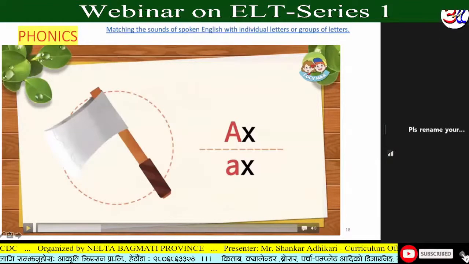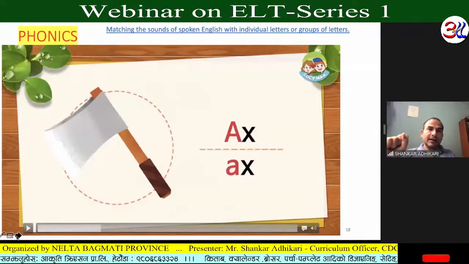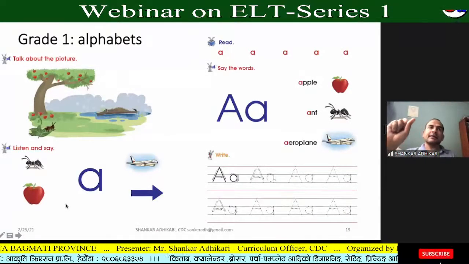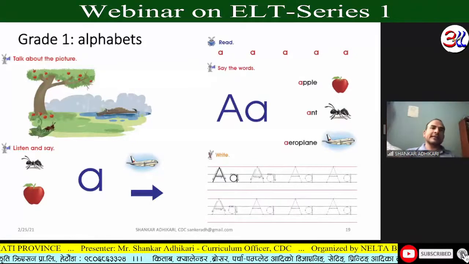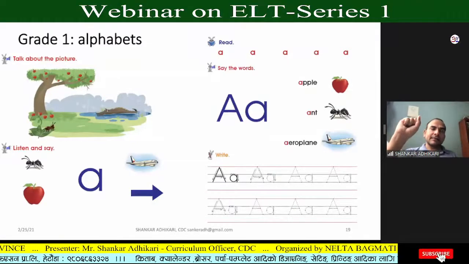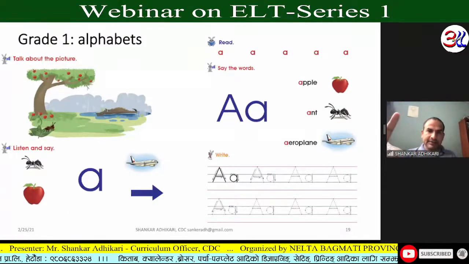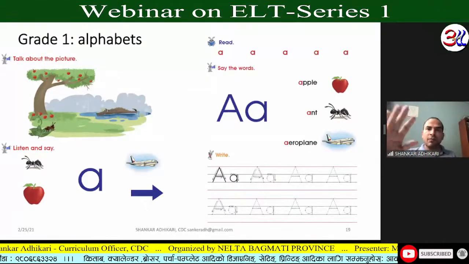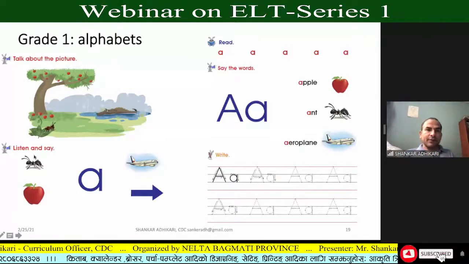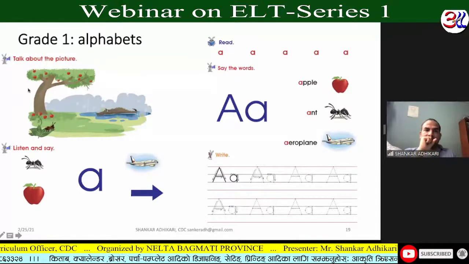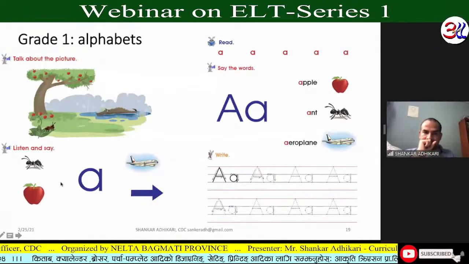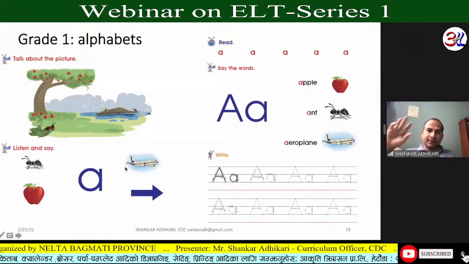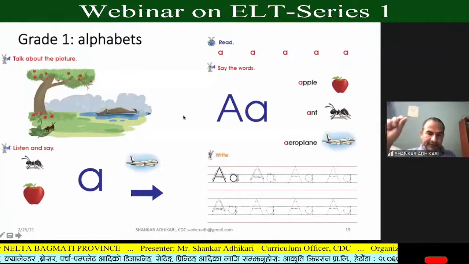Okay. So what I was showing you is an example of teaching English alphabets through phonics, and that's what we have based on in our workbook as well. If you look at the lesson, you will see these things, and this is for the alphabet A, right?